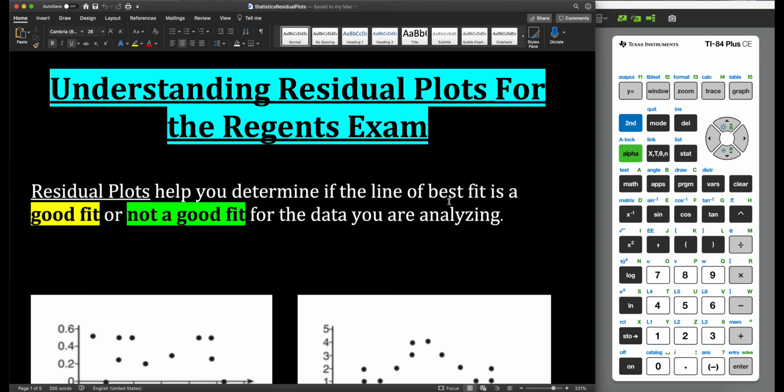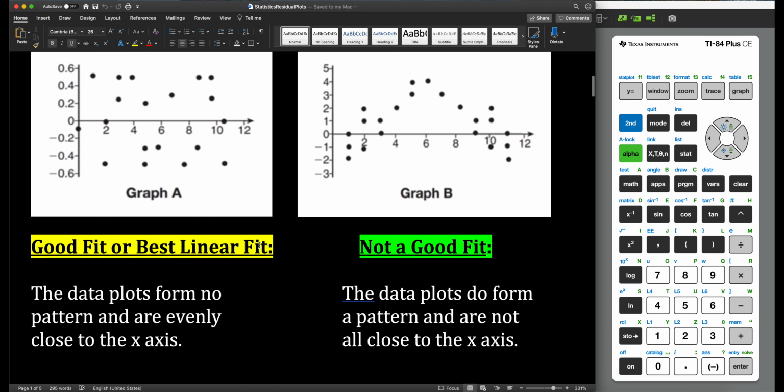Now we talked about lines of best fit in the previous lesson with correlation coefficients, and I'll put a card up at the top for that. But all the Regents is going to do with residual plots is make you tell us, is it a good fit or is it not a good fit with the graph they give you? And then why is it a good fit or not a good fit? That is it. No work needs to be done. So let's look at two examples here.